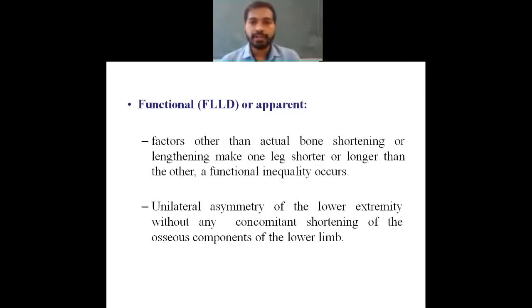Unilateral asymmetry of the lower extremity without any concomitant shortening, without any true shortening of the osseous components of the lower limb. Osseous components means bony. If you do not find any bony shortening, then that is called functional or apparent shortening. Clear? A lot of things are there.